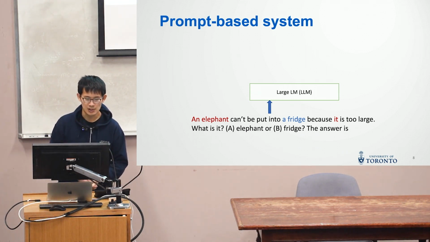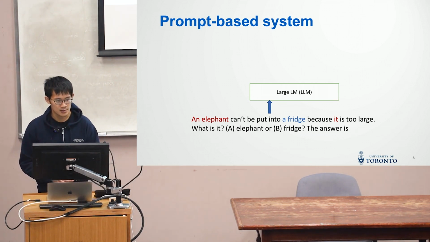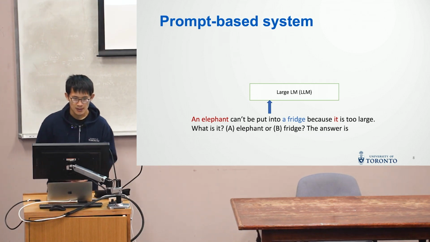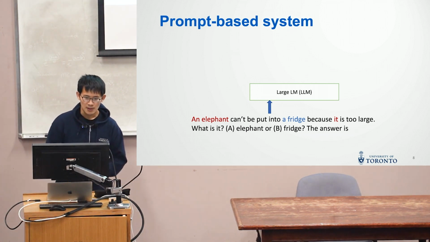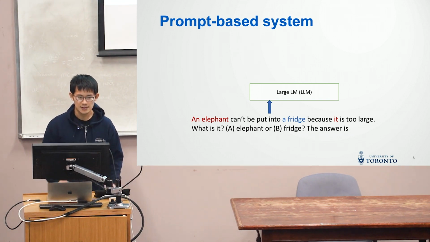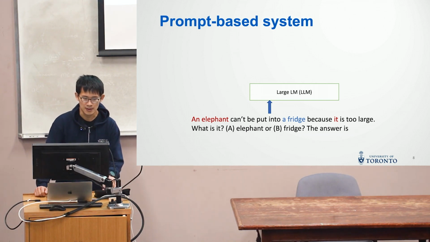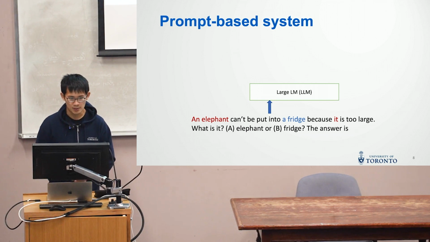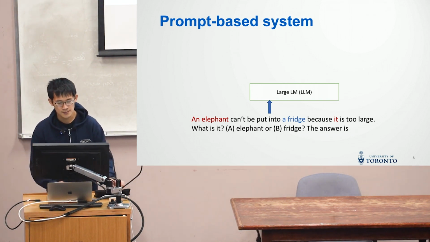And this example is one of my favorite examples. This comes from the Winograd Schema Challenge. An elephant can't be put into the fridge because it is too large. What is it? An elephant or a fridge? In order to correctly tell what it is, you need to be able to utilize some common sense knowledge. And here, the piece of common sense knowledge that is useful is that the elephant is usually a brown, large mammal that's usually much larger than a fridge. That is usually the household device.